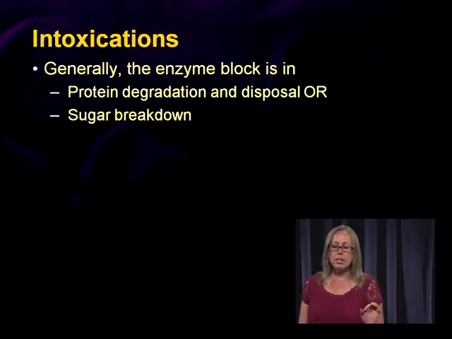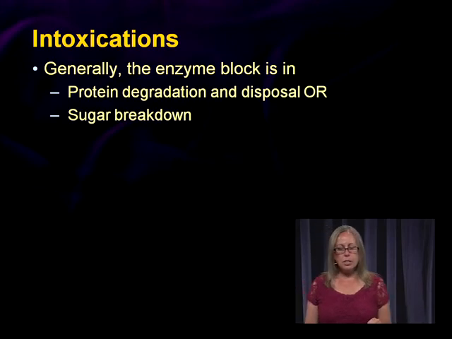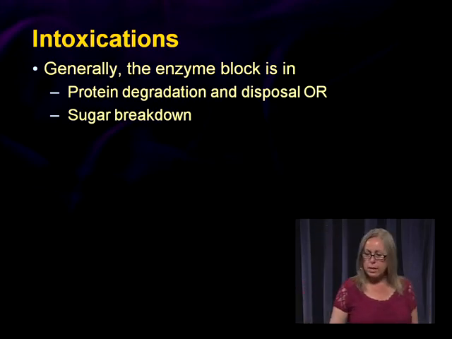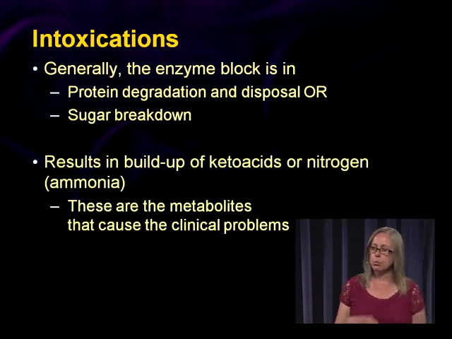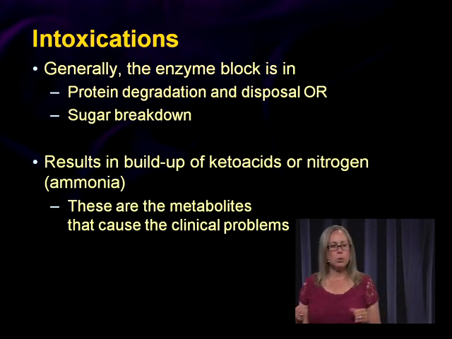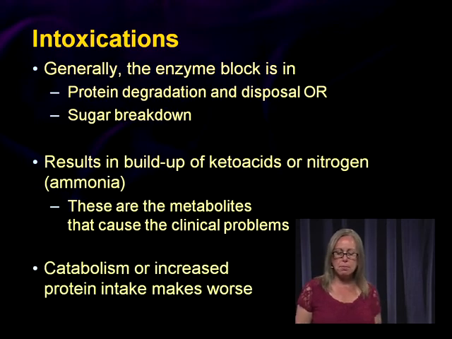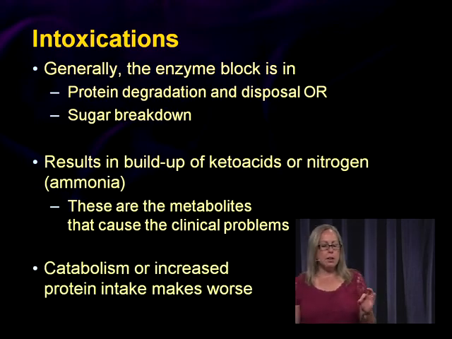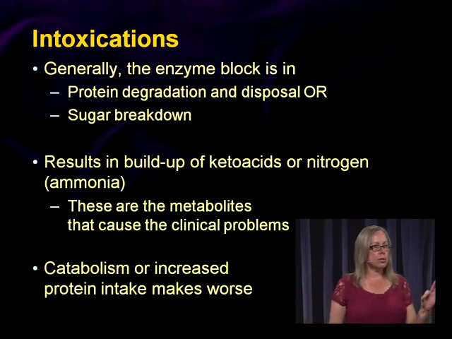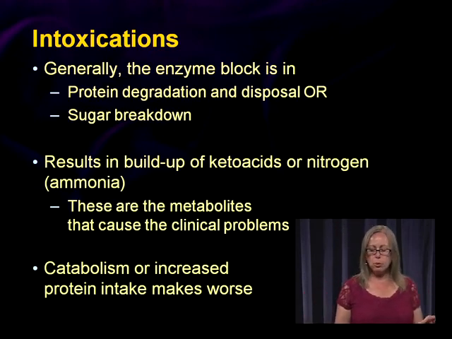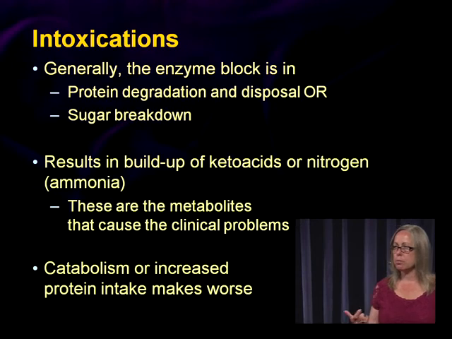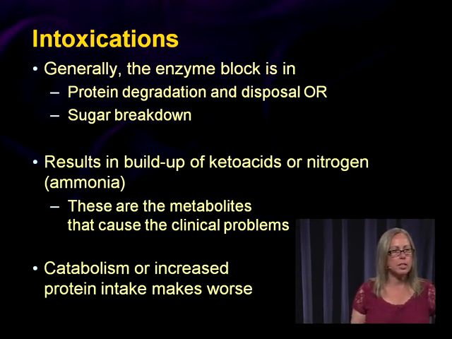So generally, the enzyme block is in protein degradation and disposal or in sugar breakdown. And it results in a buildup of keto acids or nitrogen, which is your ammonia. And these are the metabolites that cause the clinical problems. Anything that makes your catabolism cranked up or increases your protein intake will make your symptoms worse. So if you're in a time of illness, you have a fever, you're going to have increased catabolism, you're going to see worsening of symptoms.